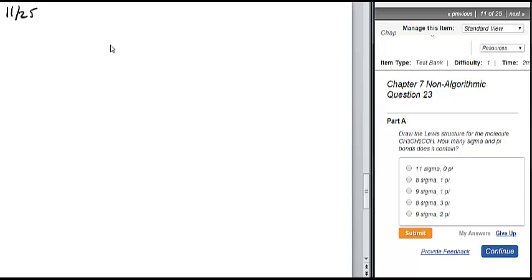Okay, the 11th problem, or it's chapter 7, non-algorithmic question 23. So this one, I like this problem. It tells us draw the Lewis structure for the molecule CH3.